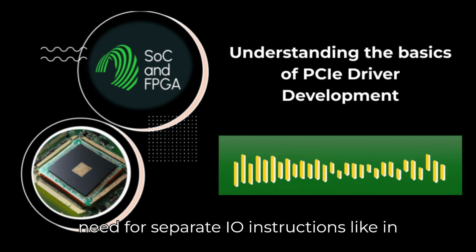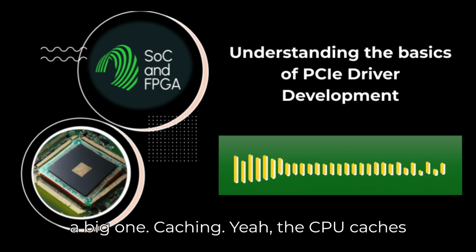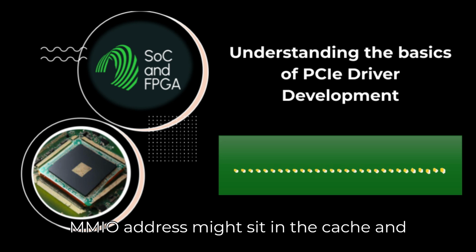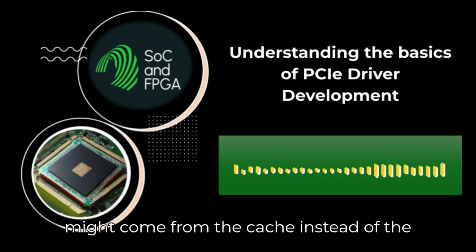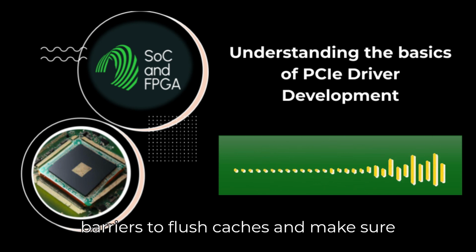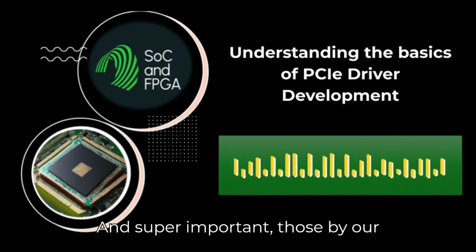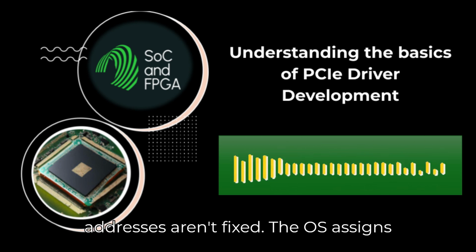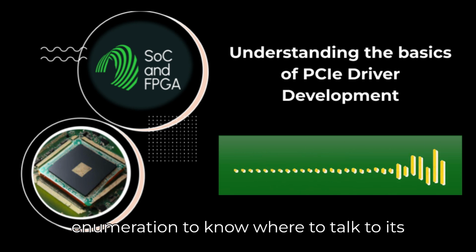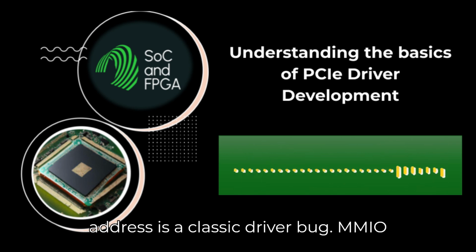No need for separate I/O instructions like in really old systems, but there are catches for driver developers. Caching is a big one. Caching? Yeah, the CPU caches memory accesses for speed. Writes to an MMIO address might sit in the cache and not go to the device immediately. Reads might come from the cache instead of the device's current state, so drivers often need to use special instructions, memory barriers, to flush caches and make sure the CPU and device are properly synchronized. Ah, okay. That's subtle. And super important, those BAR addresses aren't fixed. The OS assigns them dynamically during enumeration, so the driver must read the BAR values after enumeration to know where to talk to its device. Using a wrong or assumed address is a classic driver bug.